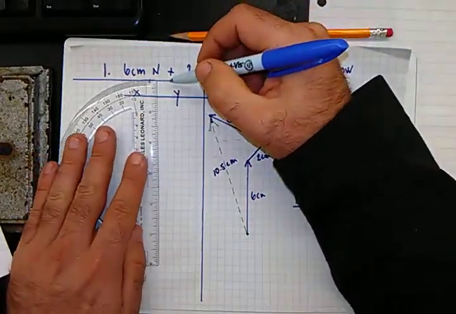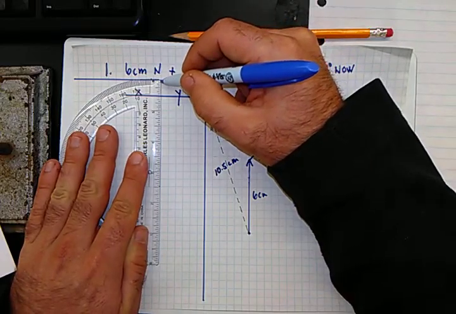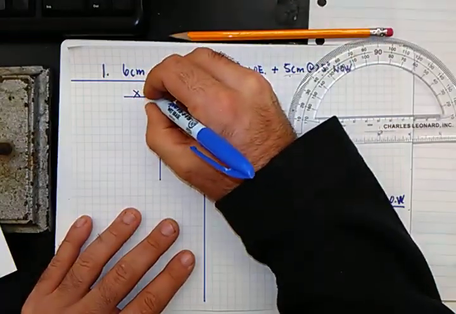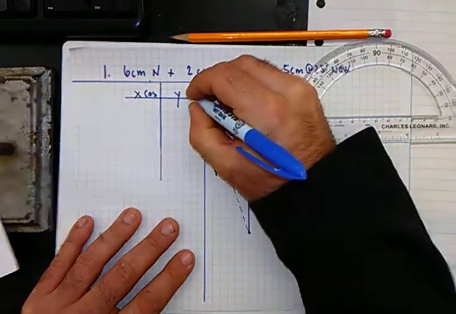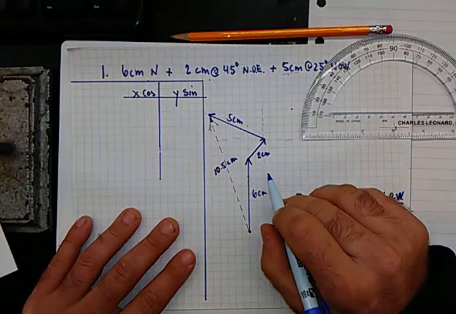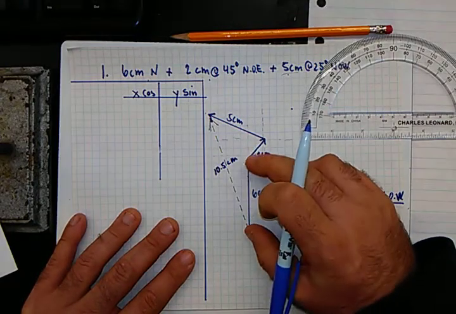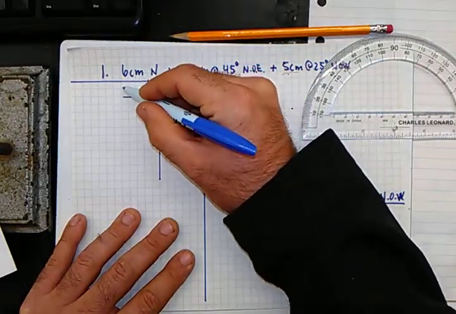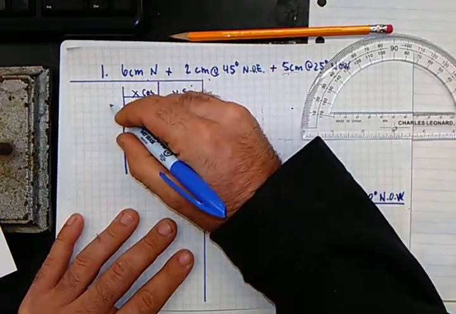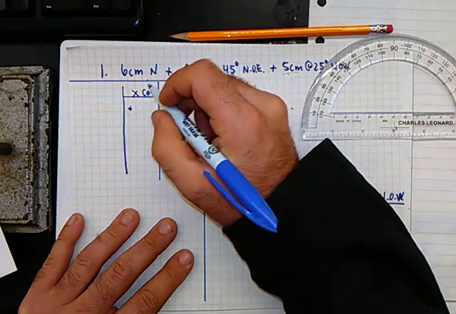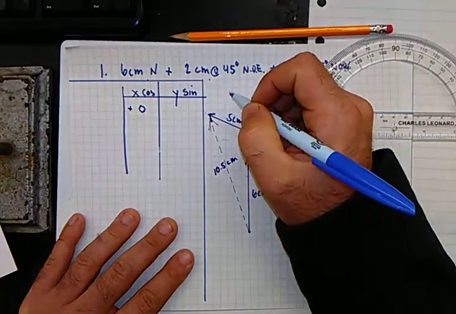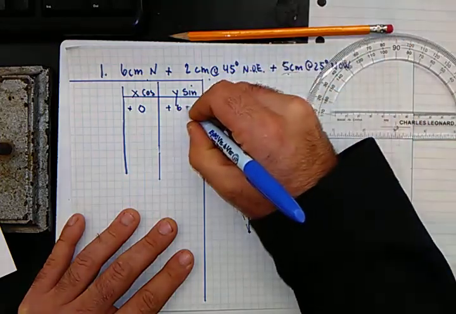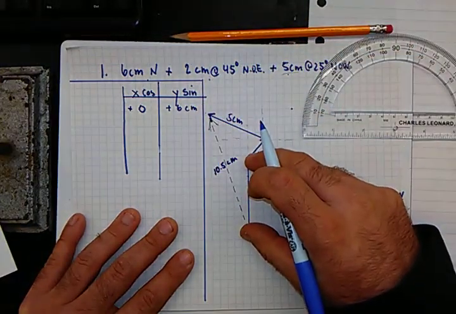All right. Now, earlier I said we're going to relate all of the angles to the x-axis, and here's the reason why. Let's look at how much y we have and how much x we have in this first one. So 6 centimeters north, there's no x in this first one. There's no x, it's all y. Okay, there's our first one. We broke it up into its x and y components.